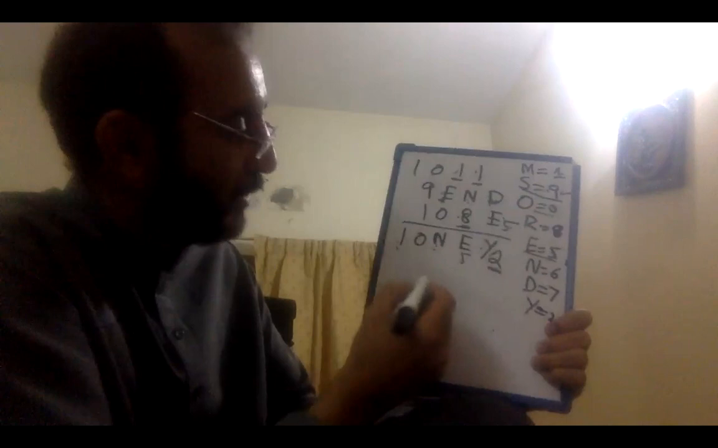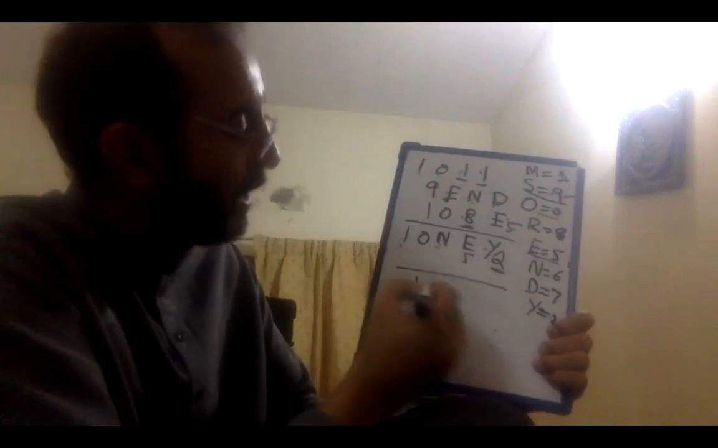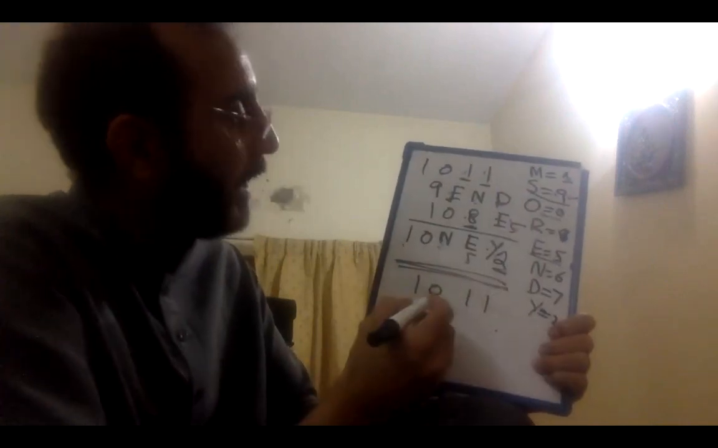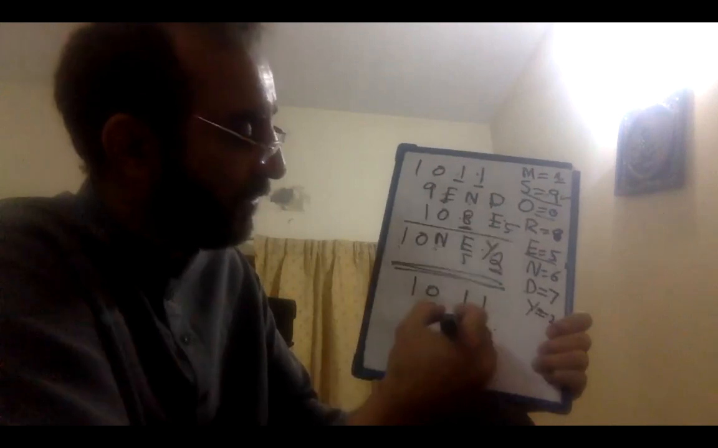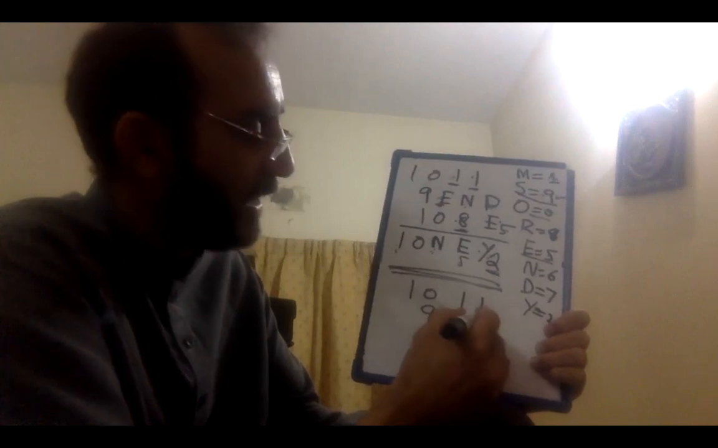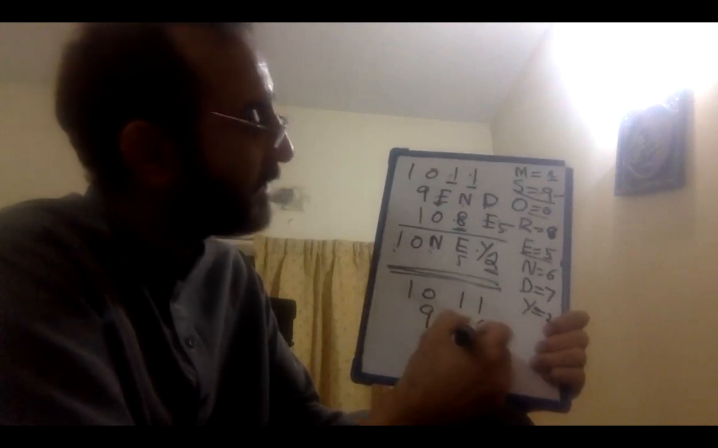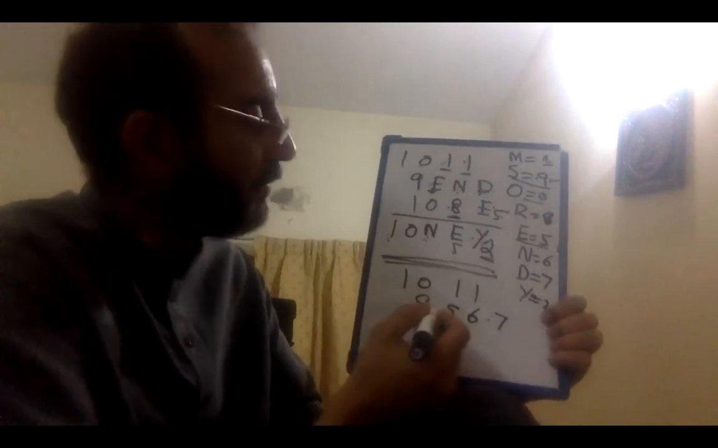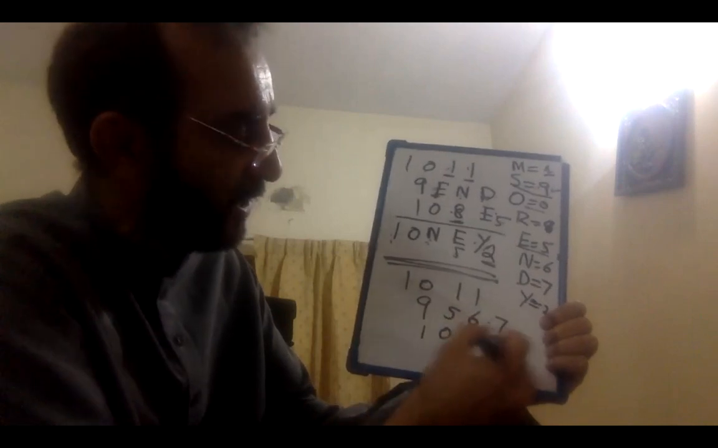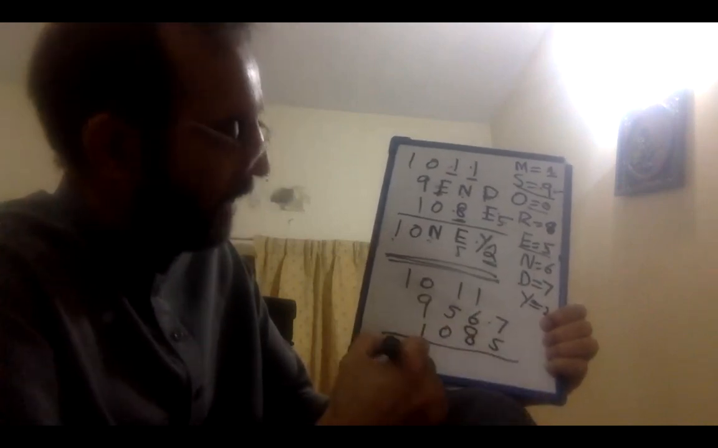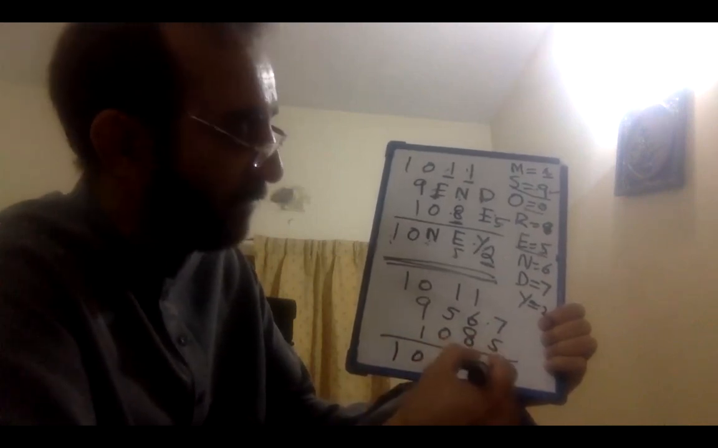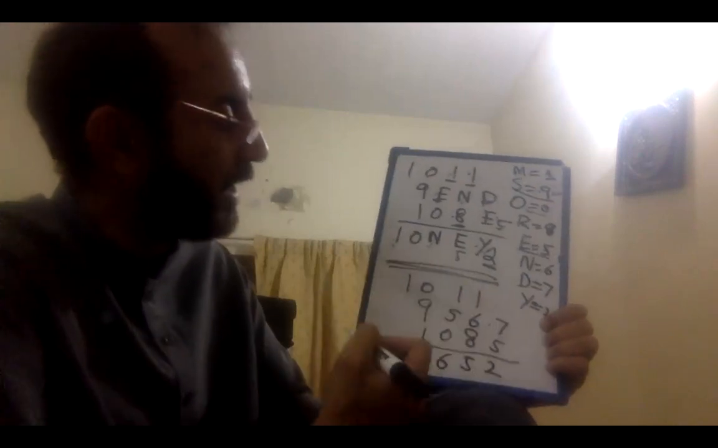So now I can write my equations again: 1, 0, 1, 1. And 9, and this is 5, this is 5, this is 7. Oh, sorry. N is 6. D is 7. And then 1, 0, 8, and E is 5. And then 1, 0, N is what? 6. And E is what? 5. And Y is what? 2. So this is what I have done.